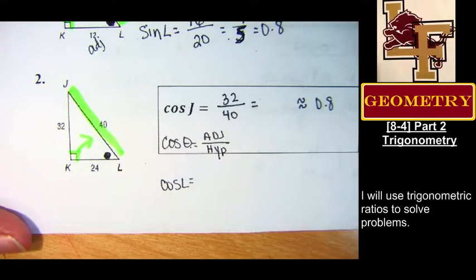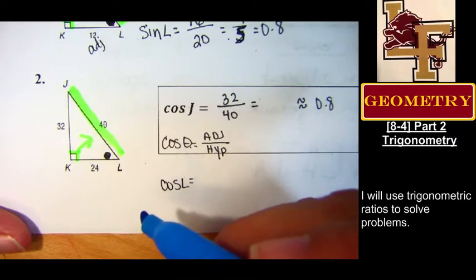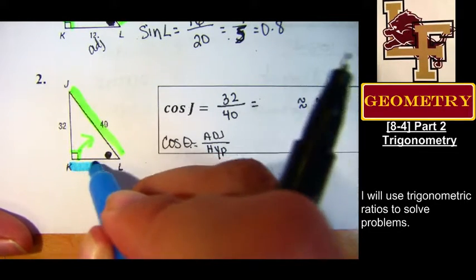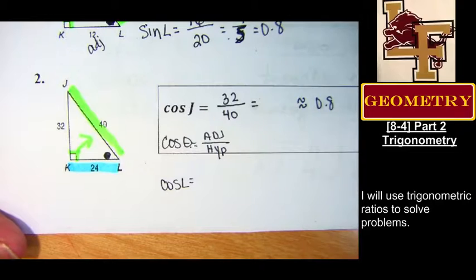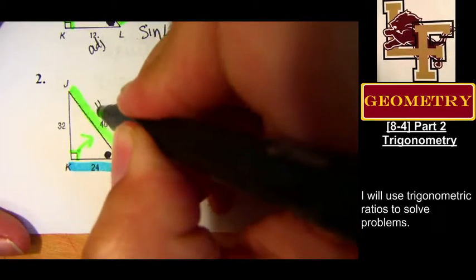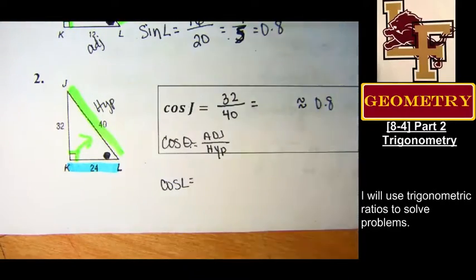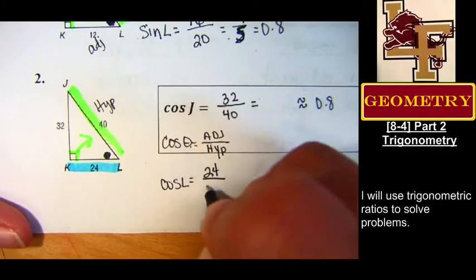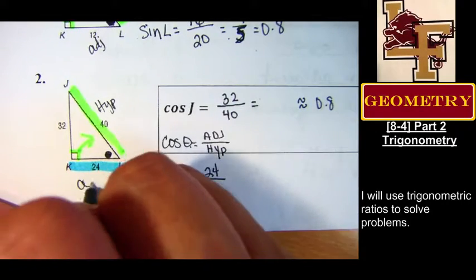Here's the angle that I'm looking at. I want the wall adjacent to the angle. Which one is that? 24. That's the hypotenuse. I want the one adjacent. 24. I mean, you're not wrong. 40 is next to L. Okay, you're right. But this is already said to be the hypotenuse, so I can't call it the adjacent also. Okay? All right, so here's the adjacent. Here's the hypotenuse.